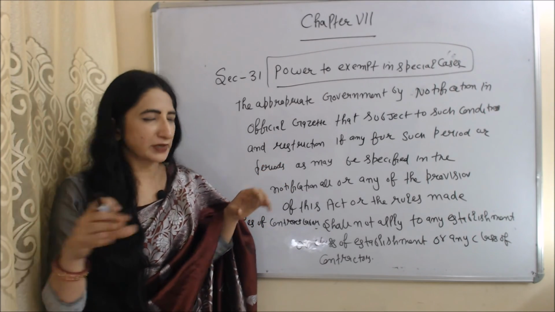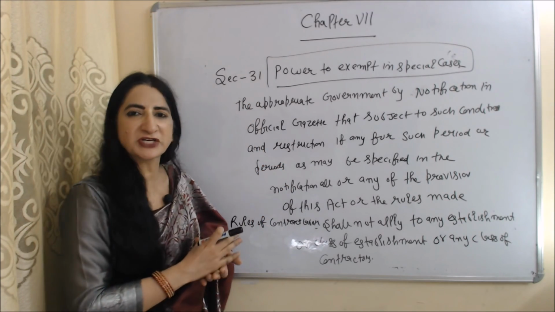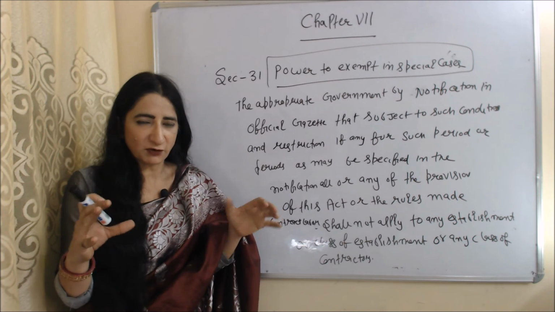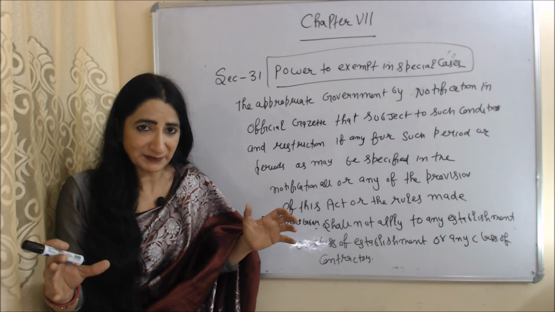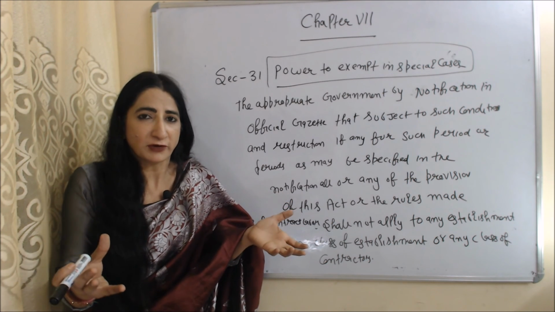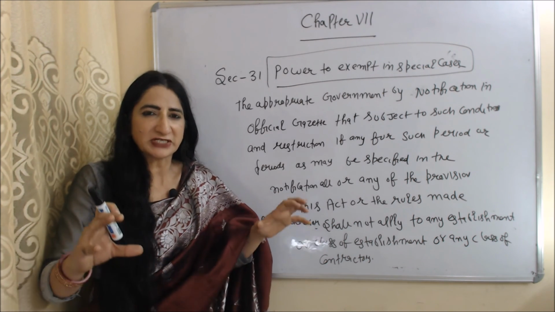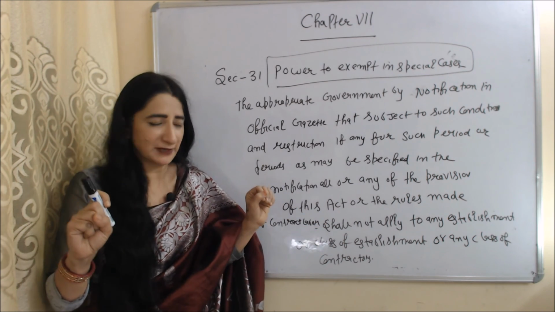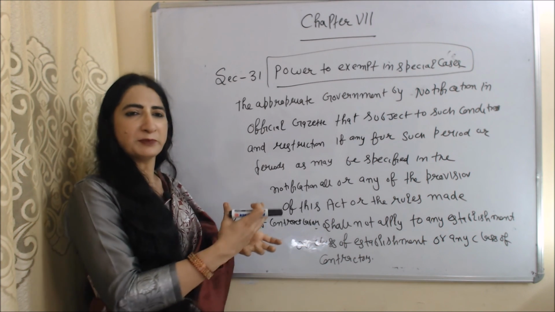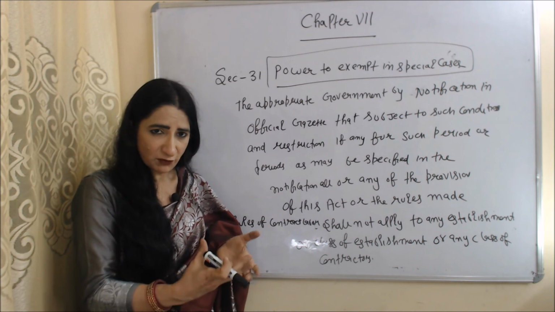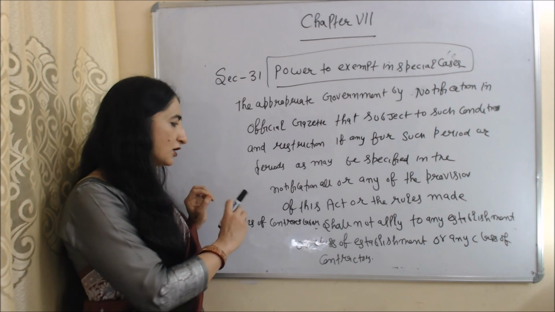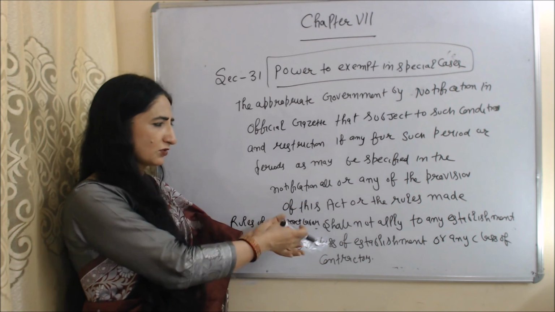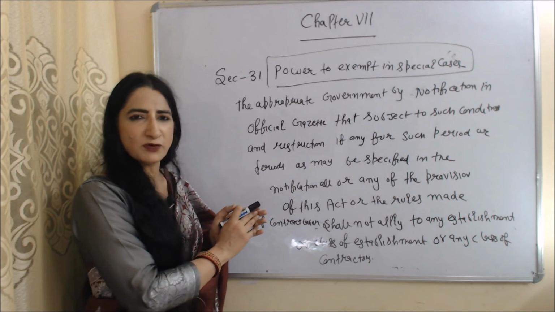Section 31, power to exempt in special cases. The appropriate government, by giving notification in the official gazette, can exempt some establishments from following all rules and regulations under the Contract Labor Act for the time being, or we can say for a short time period. Or we can say that the appropriate government, by giving notification in the official gazette, can declare that the rules of the Contract Labor Act shall not apply to any establishment or class of establishments or any class of contractors.